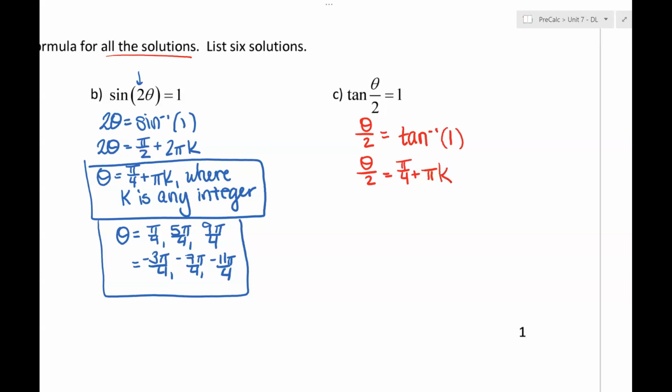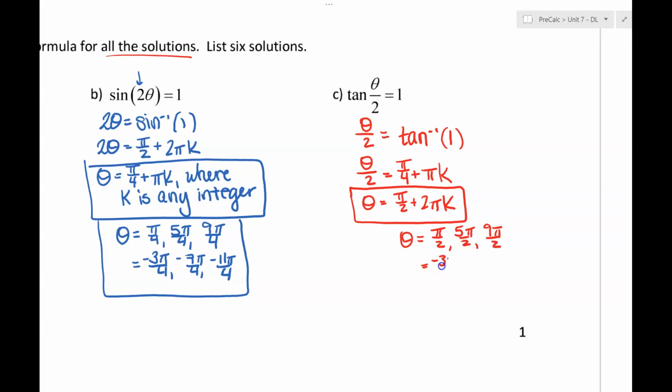Plus the period k. Okay, and then we multiply everything by 2, so theta is going to be pi over 2 plus 2 pi k. Nice. And list 6 solutions. So theta is equal to pi over 2, and then plus 2 pi, so that's 4 pi over 2, so 5 pi over 2, and 9 pi over 2. Yeah, let's go negative again. So pi over 2 minus 4 pi over 2 is negative 3 pi over 2, negative 7 pi over 2, and negative 11 pi over 2. And there's our 6 possible solutions.